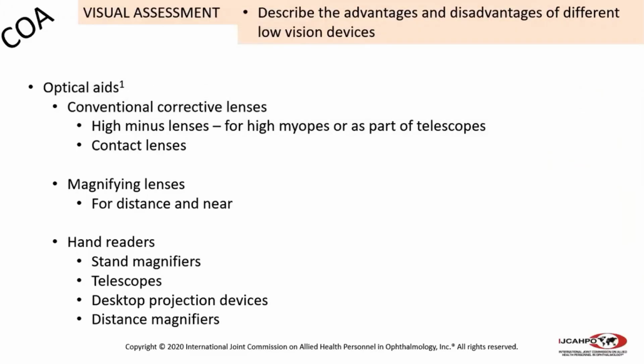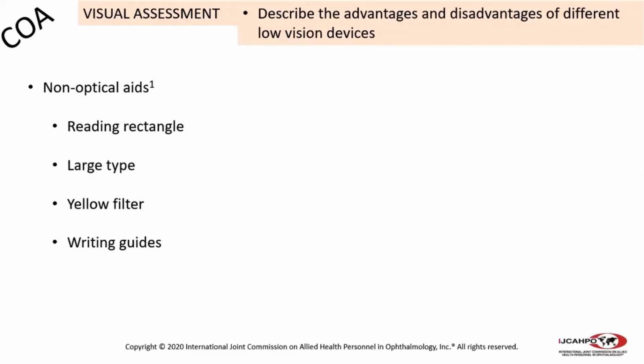Describe the advantages and disadvantages of different low vision devices. First, optical aids can be conventional corrective lenses. High-minus lenses can be used for myopes or as part of telescopes. Contact lenses can also be corrective lenses. Magnifying lenses can be used at distance and near. And then there are hand readers. These could include stand magnifiers, telescopes, desktop projection devices, and distance magnifiers. Some examples of non-optical aids include a reading rectangle, large type, yellow filter, and writing guides.